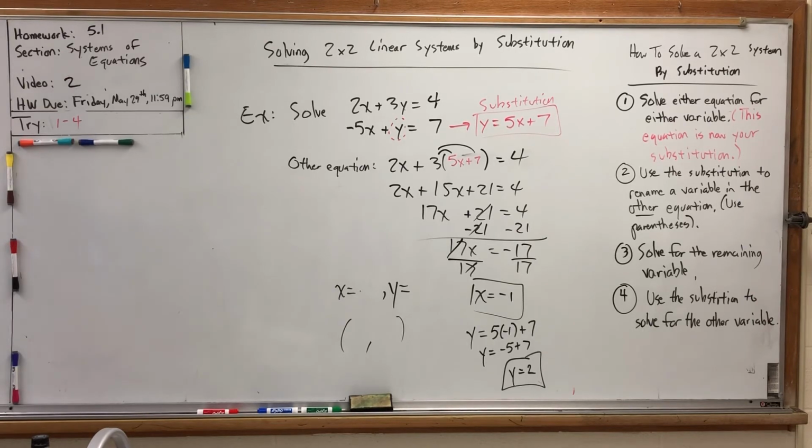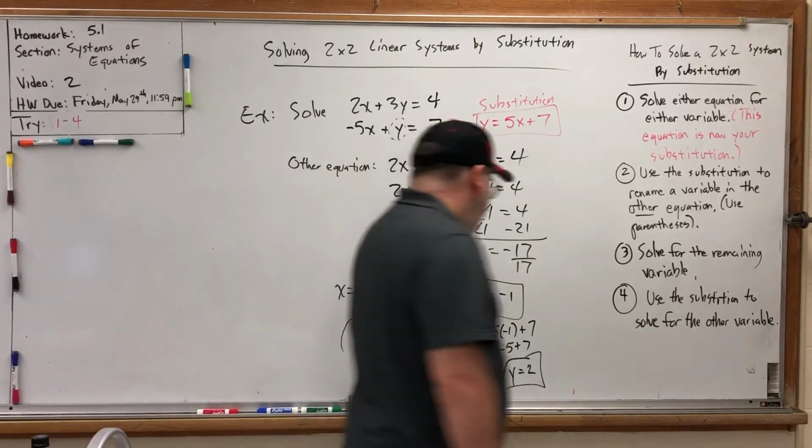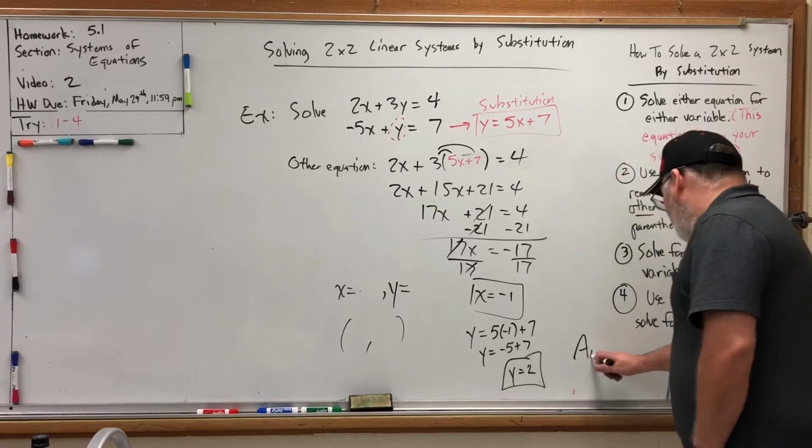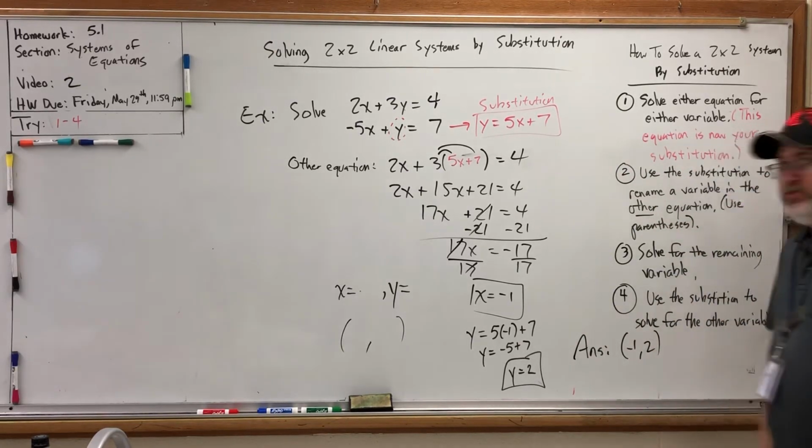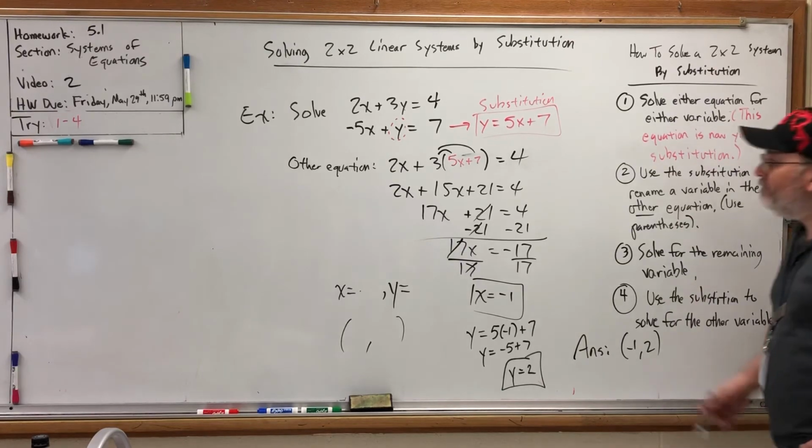Let me see if the homework one's in ordered pair. It does. It says type in ordered pair. So if this were a homework question, you would type in your answer as parentheses, negative 1 comma 2, as usual, x first and then y second.